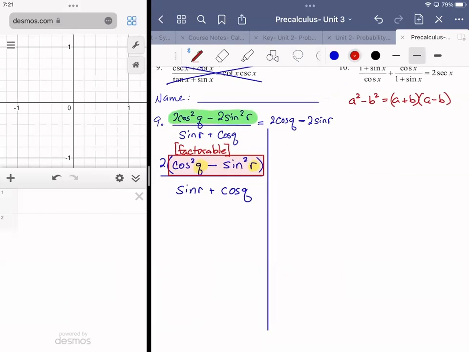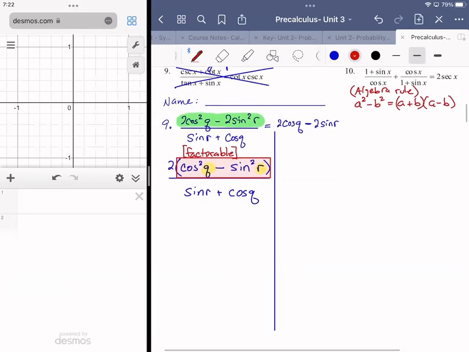All right, that's an algebra rule. That's just a rule of factoring. So now I look at that and compare it to what I have here. Well, instead of a squared and b squared, I have cosine squared and sine squared.